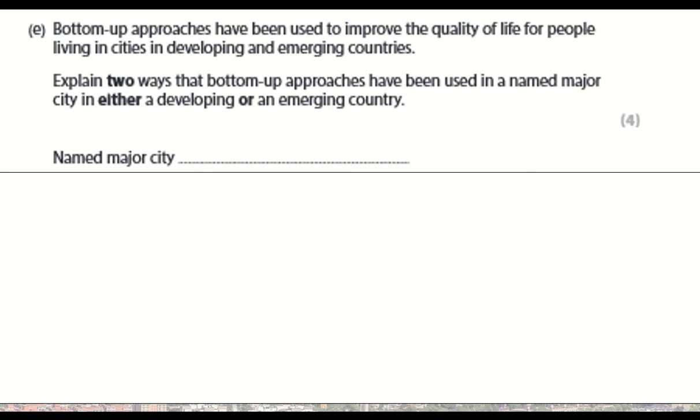So again, Mexico City, definitely, that's the only developing or emerging country you've studied. 2 specific bottom-up approaches, but you've got to explain them. Explain how they've been used and how they've helped improve the quality of life for people. Okay, 4 minutes to answer that. Be specific. You've got specific strategies in your notes. Use specific strategies in your answer. Time yourself for 4 minutes, and then off you go.